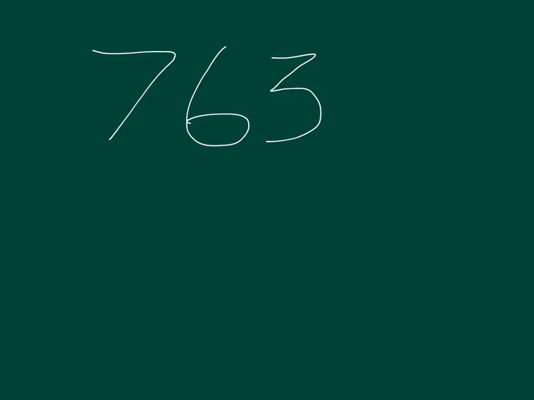Right now, I'm going to give you 2 numbers, and I want you to try to round those numbers to the nearest hundred without drawing a number line. I'm going to give you 763, and I'm going to give you 512. Pause the video and round those numbers to the nearest hundred without drawing a number line.